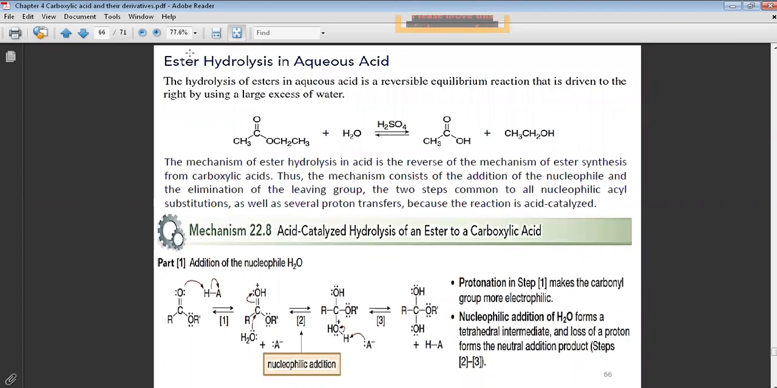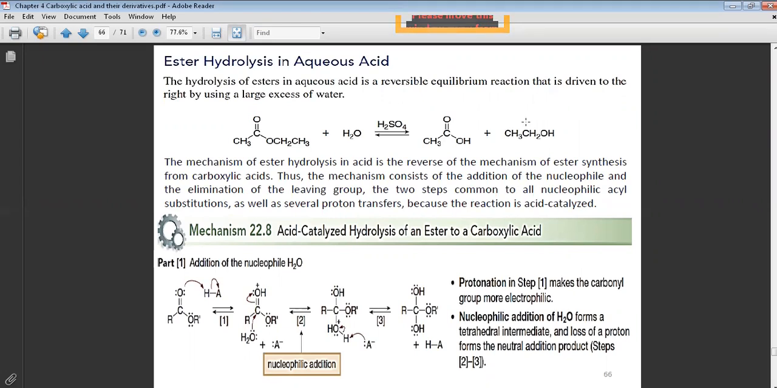Now, ester hydrolysis in aqueous acid. Now you have here ester, H2O, acid. The hydrolysis of the ester in aqueous acid will give you carboxylic acid and alcohol.